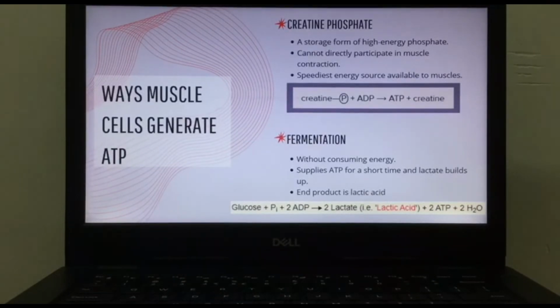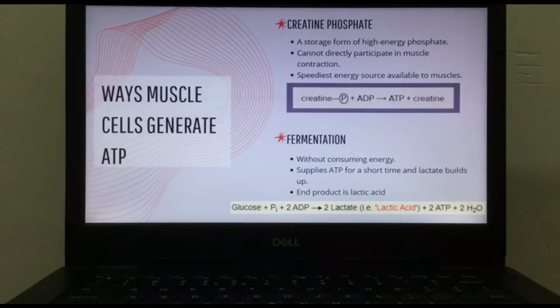Firstly, by creatine phosphate, a storage form of high energy phosphate. It cannot directly participate in muscle contraction. Therefore, it anaerobically regenerates ATP by the following reaction. Although muscle cells contain myoglobin, it does not immediately supply all the ATP. That's why the muscle relies on creatine phosphate. It occurs in the midst of sliding filaments, and it is also the speediest energy source. The reaction is creatine phosphate plus ADP producing ATP plus creatine.